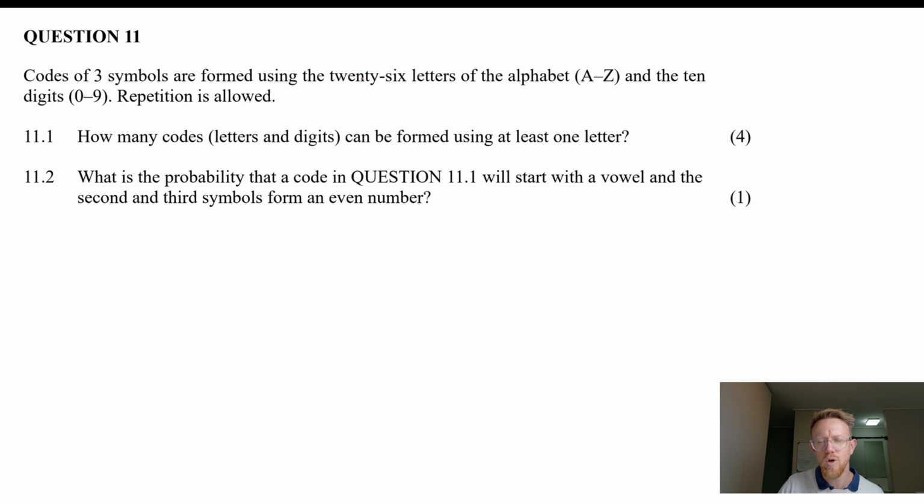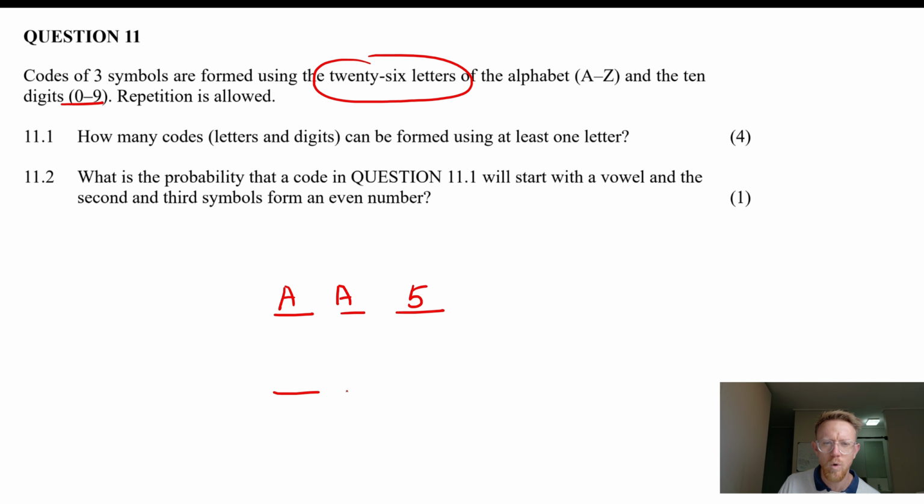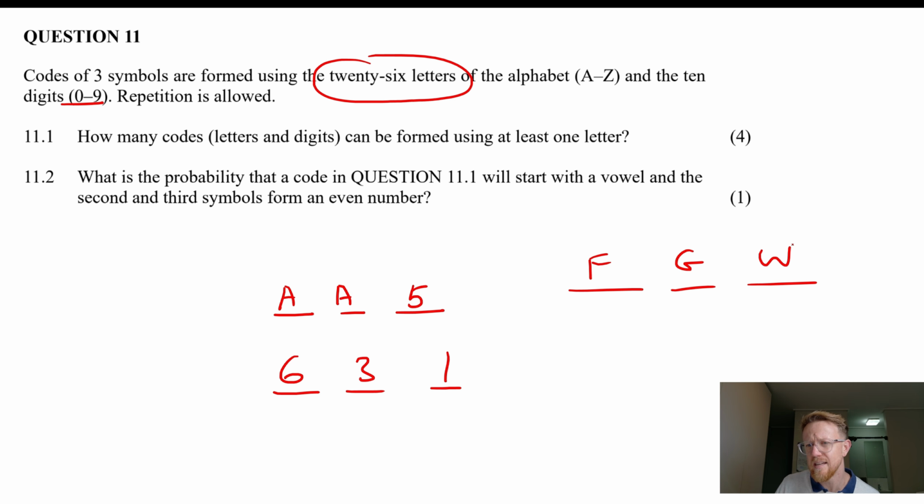Codes of 3 symbols are formed using the 26 letters of the alphabet and the 10 digits. Repetition is allowed. Okay, so we're making codes, guys, and the codes have 3 spaces. That's what they mean when they say 3 symbols. And we can make these codes using any of the 26 letters of the alphabet and any of the digits, and repetition is allowed. So we can make codes like A5 or 631. It doesn't have to have letters at all. Or it could maybe only be letters like F, G, W, or you could make any kind of combination.